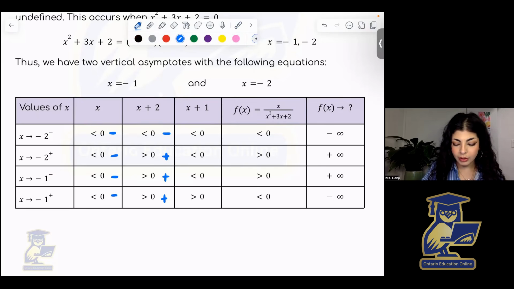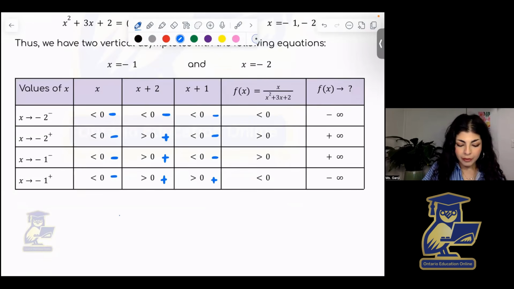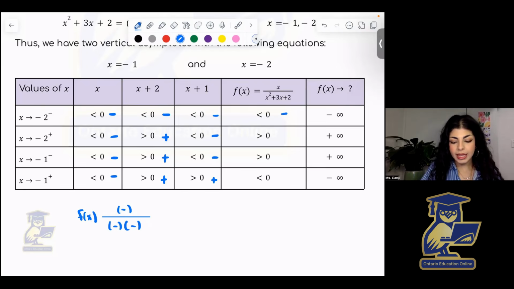And so again, just having those signs here as well, we have negative, negative, negative, and then this one is positive. And now, for example, let's look at that first row. If you have a negative symbol in your numerator, and then in your denominator you have negative and negative, then overall, this whole expression, which is f of x, is going to be less than 0 or negative.